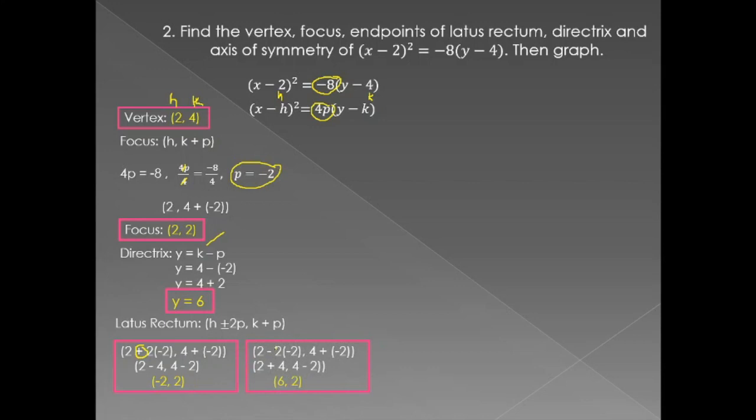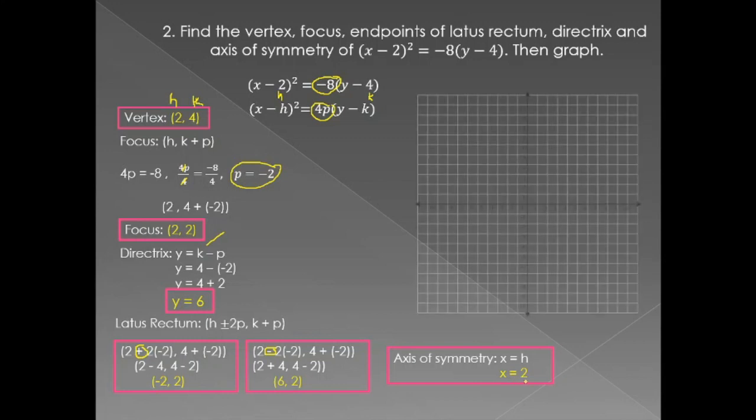Next. So minus naman. So meron tayong 2 minus 2 times negative 2. So unahin muna natin si negative 2 times negative 2. So magiging positive 4. So magkakaroon tayo ng 2 plus 4. So that is 6. And then 4 plus negative 2, magkakaroon tayo ng positive 2. So this is our second point. So sa latus rectum, we have negative 2, 2, and positive 6 and 2. And for the axis of symmetry, we have x is equal to h. So the value of h is 2. Kaya meron tayong x is equal to 2.